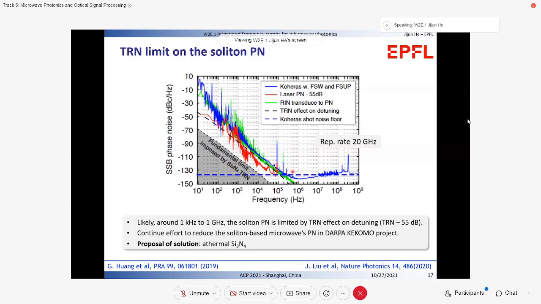So this means that even if we find a laser with lower ring or phase noise, the soliton phase noise cannot be reduced due to the TRN effect. So now we'll continue working on understanding the TRN effect on soliton phase noise, and we also have some ideas to reduce this effect. For example, we can integrate the silicon nitride with other materials that have opposite thermo-optic coefficient, which might help compensate the TRN effect and reduce the soliton phase noise.